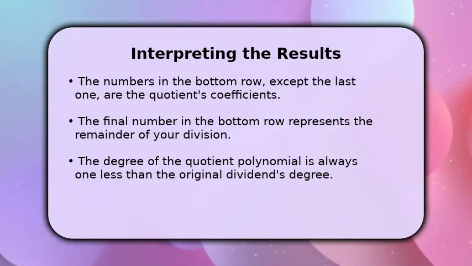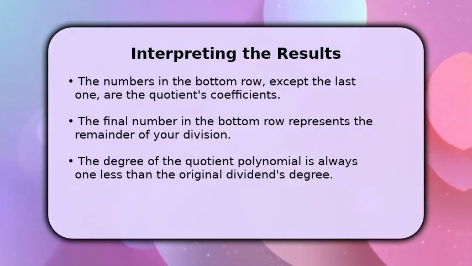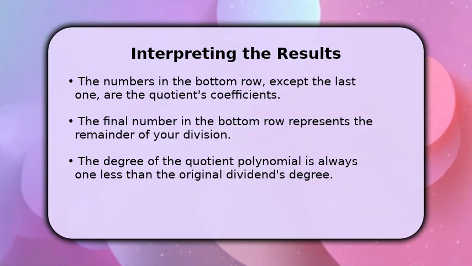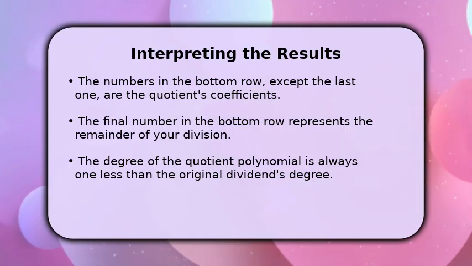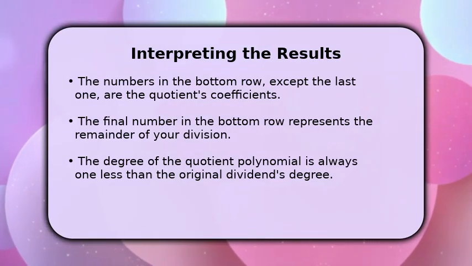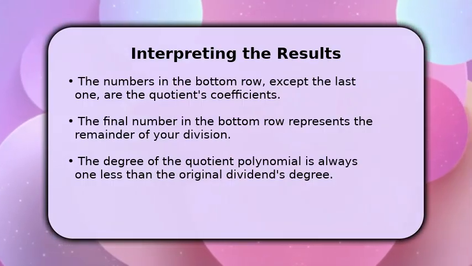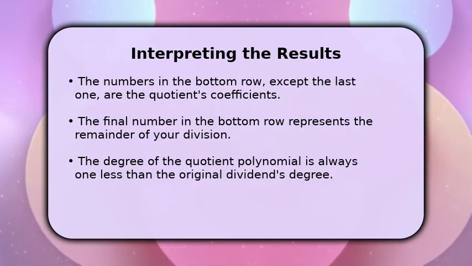Finally, it is time to interpret your results. The numbers in the bottom row, excluding the very last one, are the coefficients of your quotient polynomial. Remember, the degree of this quotient will be one less than the original polynomial's degree. The last number in that bottom row is your remainder. If the remainder is 0, then your divisor is a factor of the polynomial.